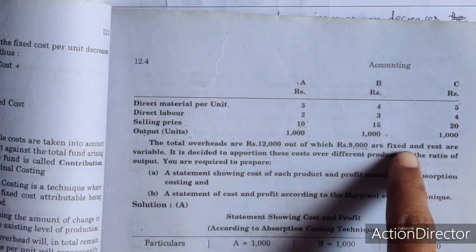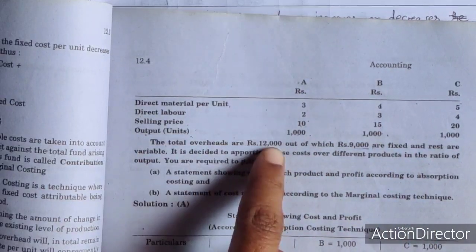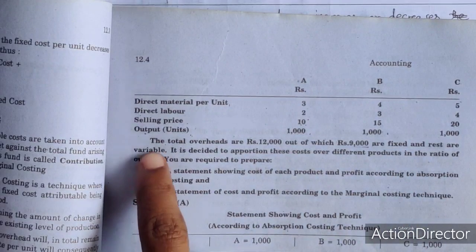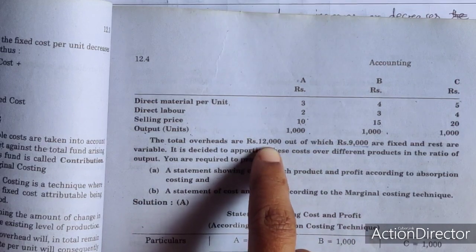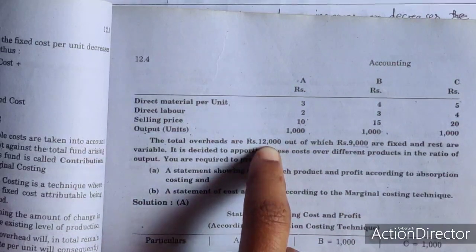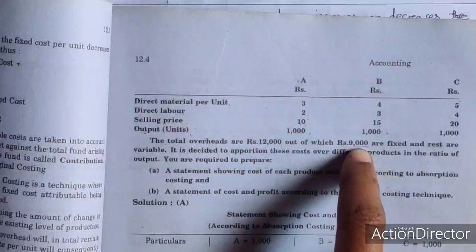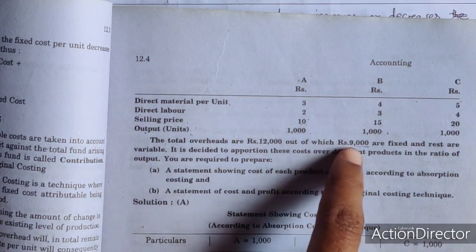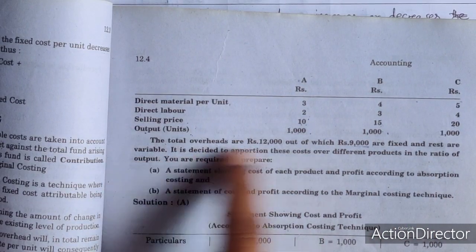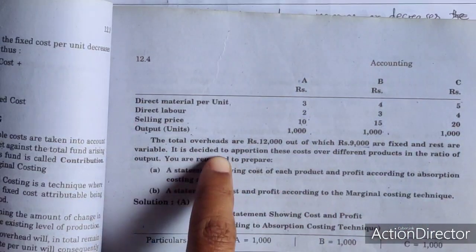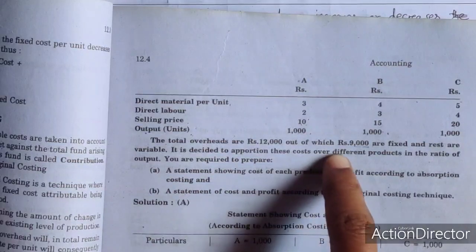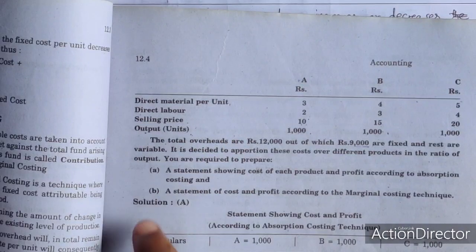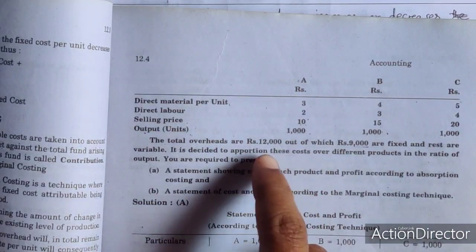Here they have mentioned total overheads. Here total overheads means fixed overheads and variable overheads together, whose information is 12,000 rupees. They have mentioned 9,000 rupees as fixed overheads and the rest, 12,000 minus 9,000, which is equal to 3,000 rupees as variable overheads. It is decided to apportion these costs over the different products in the ratio of the output. According to the output, we have to divide the amount.